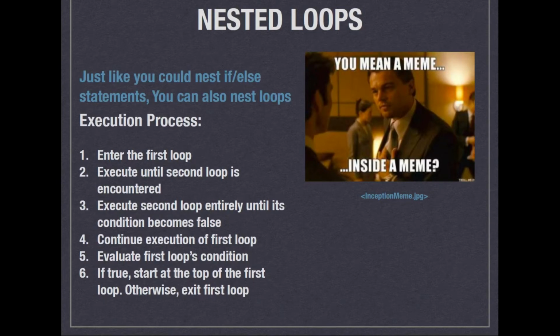Okay, so here's the execution process. Enter the first loop, which is going to be the outer loop, one time. And we then execute the second loop, which is the inner loop. We execute on that until the condition becomes false. Then we continue out to the outer loop. Then the outer loop iterates. And we evaluate that outer loop's condition again. If it's true, then we go into the inner loop again and iterate in succession.